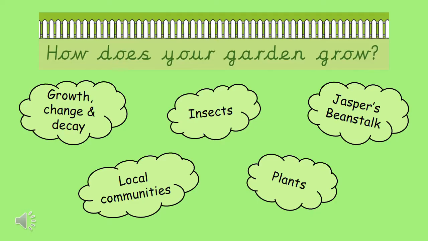As this is the beginning of the week, I will give you a little reminder about the things we are learning about. So we're looking at how does your garden grow? So we're thinking about growth, change and decay, insects. The story Jasper's Beanstalk is our current story we are learning. We're thinking about local communities and where we live. And lastly, plants.